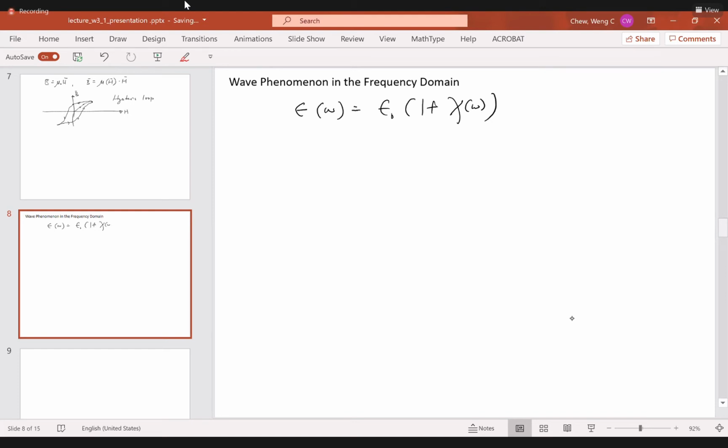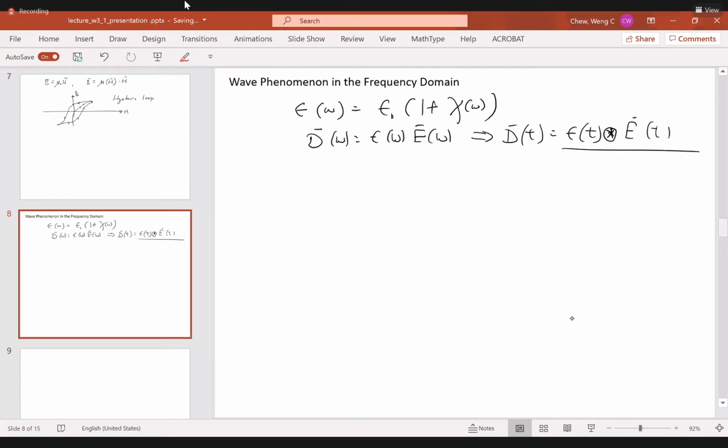This can be very complicated because my chi can be a function of frequency, and it's very complicated to take this relationship back to the time domain. D is just a product in the frequency domain. I don't like to take it back to the time domain, because there this would be epsilon(t) convolving with E(t). This is too complicated. I don't want to deal with convolution. I like to deal with simple products. So why don't I just look at Maxwell's equations in the frequency domain? That would make life a lot simpler for me.